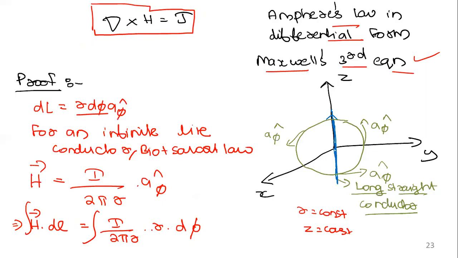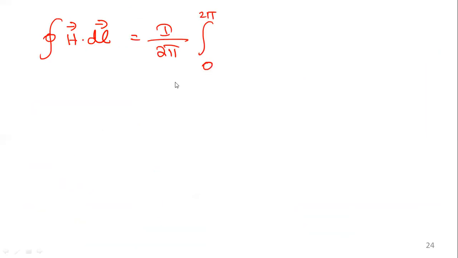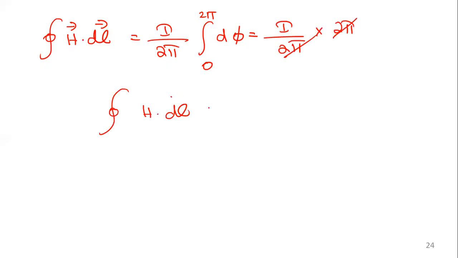So in this integration, r by 2 pi r you can cut. So it will be I by 2 pi integral. The value of phi will vary from 0 to 2 pi. From the very beginning we are studying 0 to 2 pi. So I by 2 pi, integral 0 to 2 pi d phi, is equal to I by 2 pi into 2 pi. That means 2 pi gets cancelled. So we proved the integral of H dot dl is equal to I enclosed.